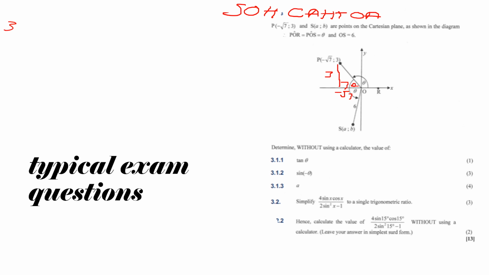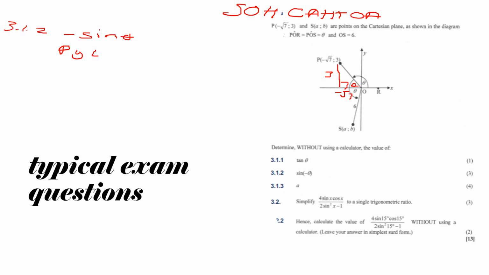So 3.1.2 asks for sine of negative theta, right? The reduction formula for sine of negative theta is just negative sine theta. And then the problem is that sine is opposite over hypotenuse, and we do not have the hypotenuse side. To figure out the hypotenuse side, we use the theorem of Pythagoras.